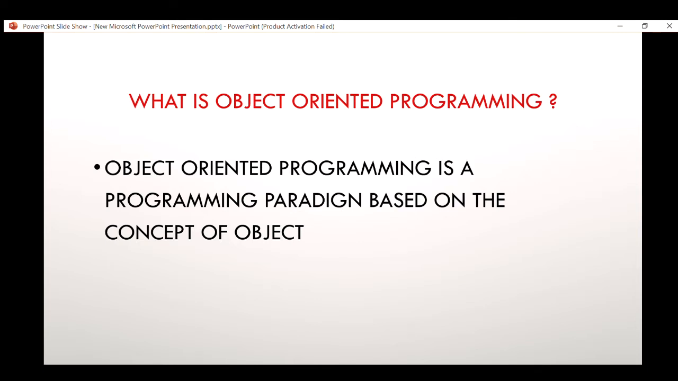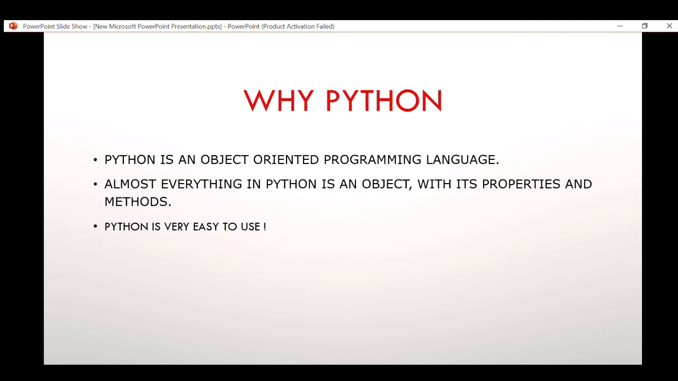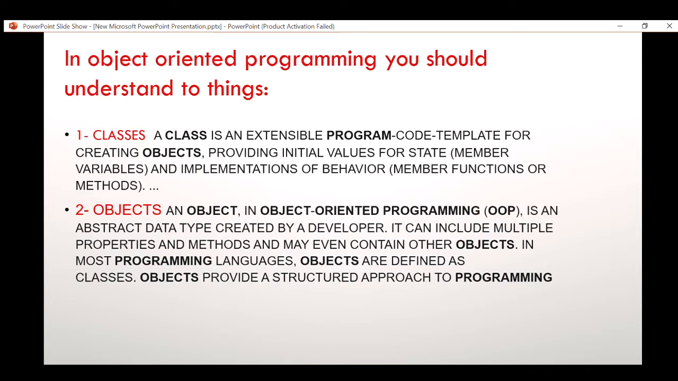Alright, so let's see why we are using Python. Because Python is an object-oriented programming language, and almost everything in it is an object. And of course, Python is very easy to use, probably the easiest language to use. And so, in object-oriented programming, you should understand two things.